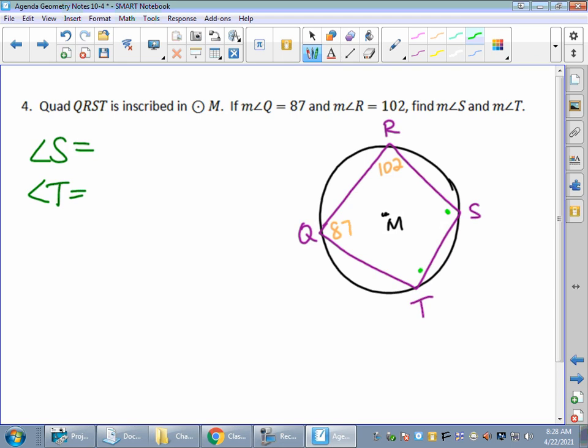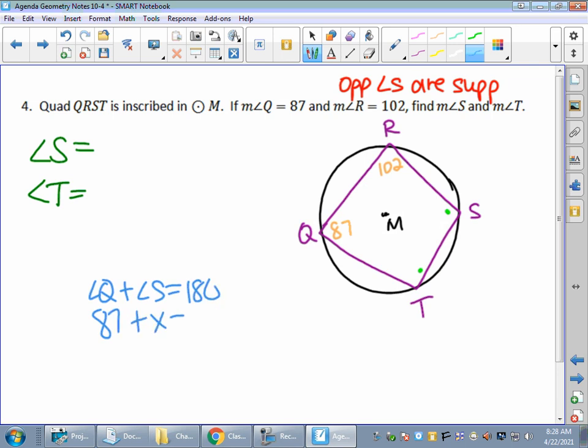So this was a theorem that we just talked about. There's a reason behind it, or you can just hopefully know opposite angles are supplementary. Easy peasy then, right? We just go ahead and do ourselves an equation. So angle Q plus angle S, so 87 plus X equals 180. So it looks to me like angle S is going to end up being, what, 93 degrees? You probably just hopped right to your calculator and did that one.